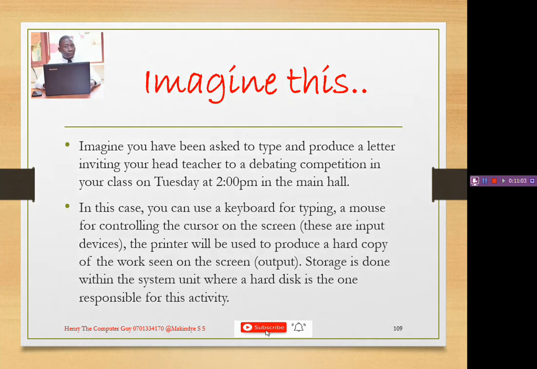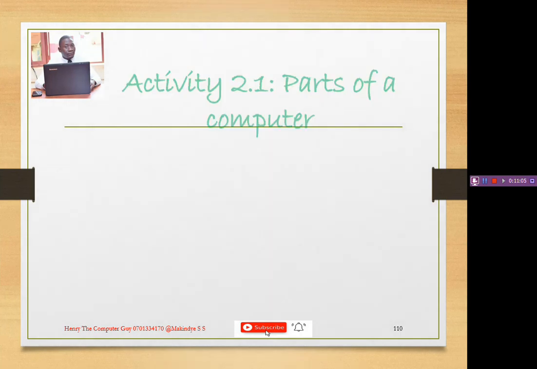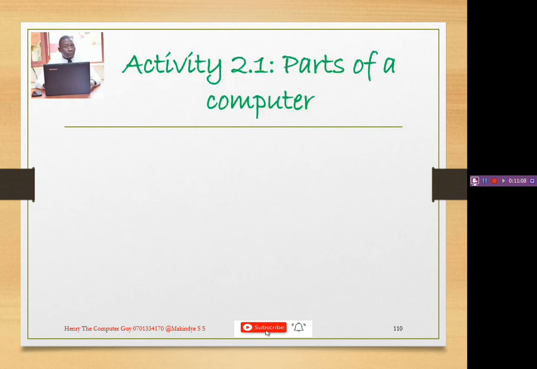We continue. We have an activity on what we have studied, for example, activity 2.1. Remember, we are in chapter 2. That's why we have activity 2, and it is the first one, so it is 2.1. And it is concerning parts of a computer.